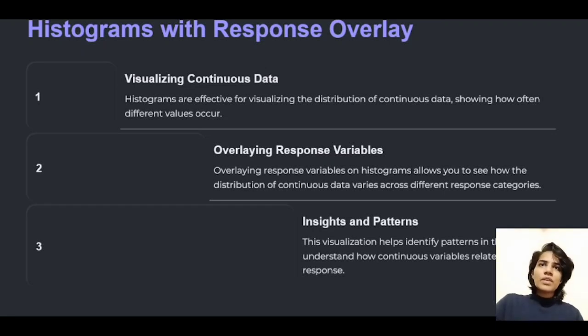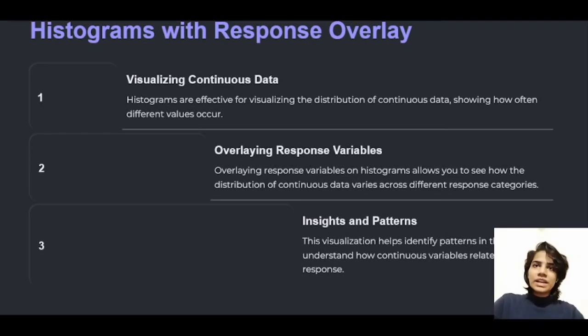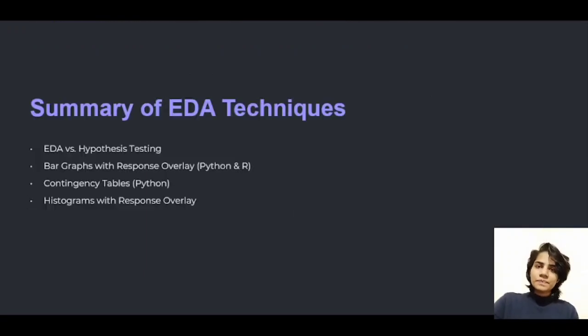Next is histograms with response overlay. Visualizing continuous data. Histograms are effective for visualizing the distribution of continuous data, showing how often different values occur. Overlaying response variables. So overlaying response variables on histograms allows you to see how the distribution of continuous data varies across the different response categories. Insights and patterns. The visualization helps identify patterns in the data and understand how continuous variables relate to the response.